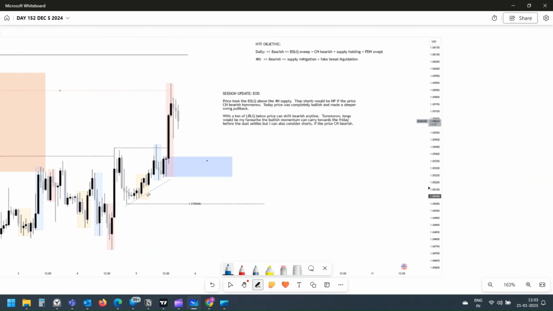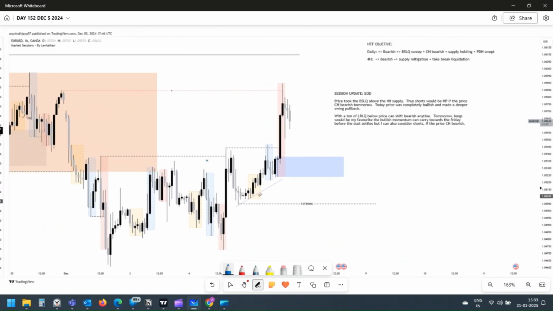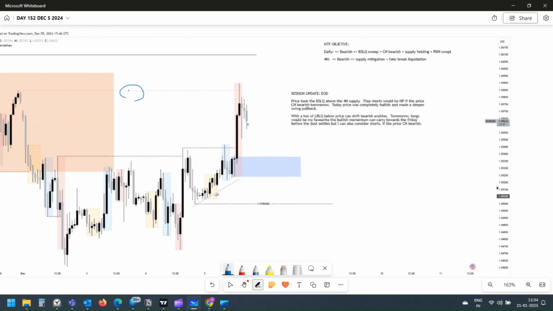But a complete opposite happened. Price just moved further up into the daily supply, took out the buy side liquidity right here with a strong rejection. So what I can expect is, price can push further up to take out the buy side liquidity, take out the New York high, and if possible a CHoCH bearish.